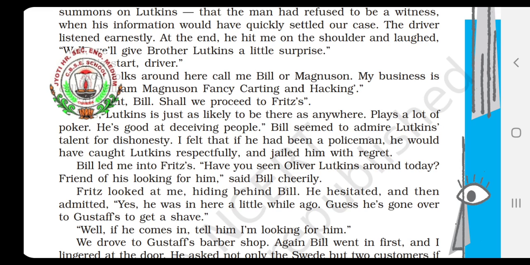And the narrator feels that if the hack driver had been a policeman, he would have caught Litkins very respectfully and jailed him with regret. Means that person would regret. In that way he was admiring Litkins. So he would regret putting him inside the jail, if he had been a policeman. This is just the conception, the thought of the narrator.